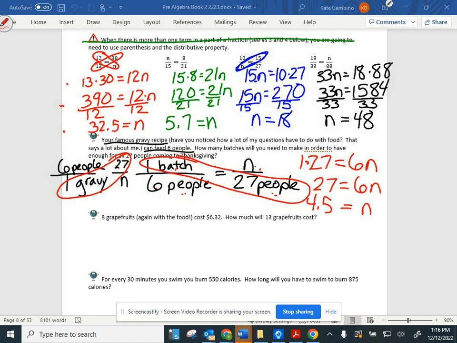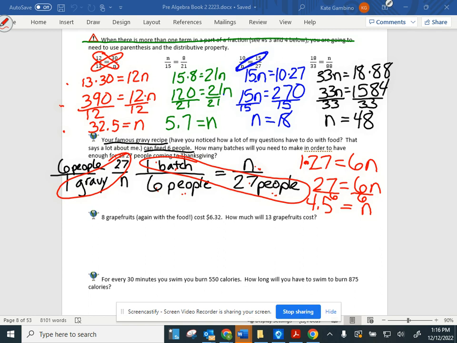Christopher. Actually, never mind. So we got the 1 times 27, 6 times n. Then we had to do opposite operations. So 27 divided by 6 got us the 4.5. So don't forget to divide by that number that's with the variable, because we want to get that variable by itself. Does that make sense? Okay.